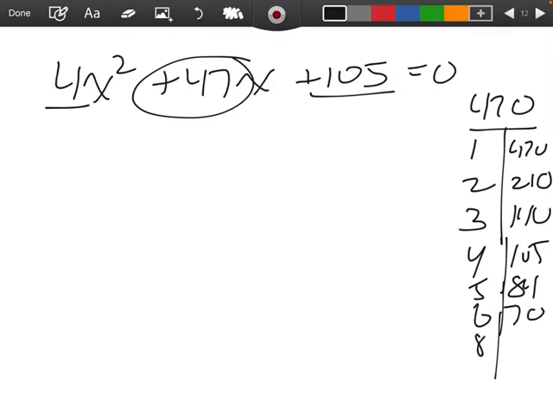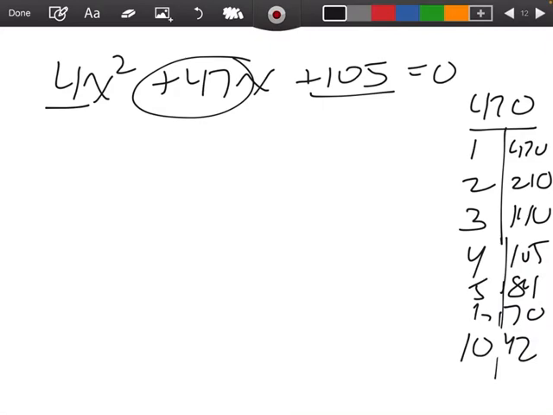420 divided by 8. No, 8 doesn't work. Okay, so let me get rid of this. 8 doesn't work. 420, can I divide it by 9? Nope, 9 isn't going to work. 420 divided by 10, that works. 42. Oops, sorry. So 10 and 42. Remember, I'm trying to get to a 47.